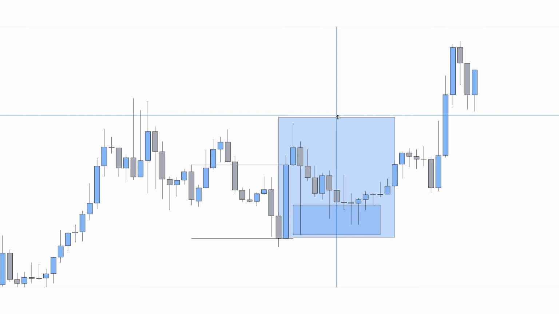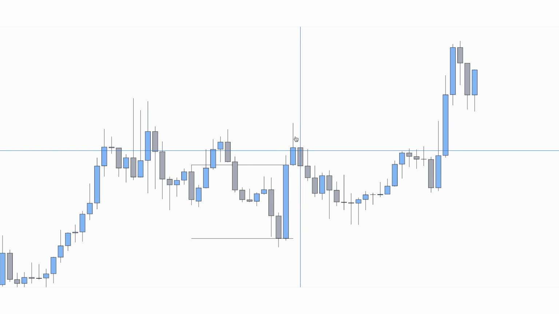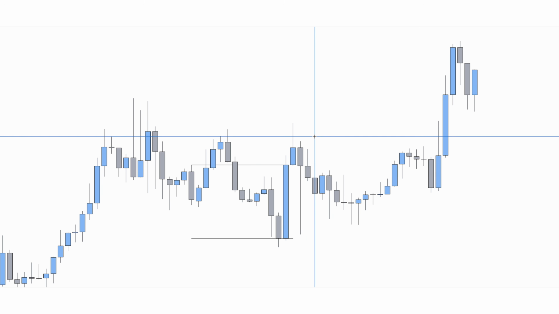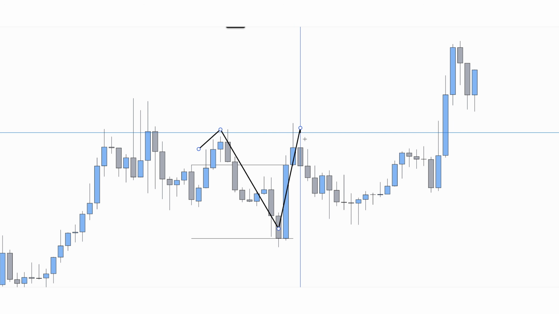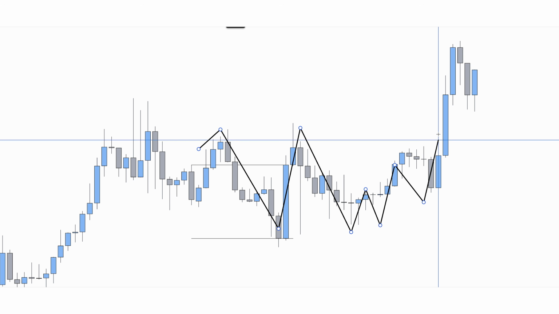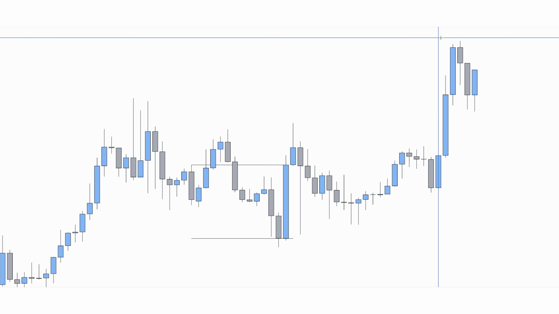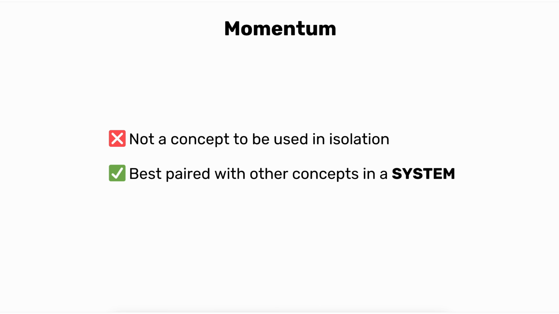And we get all of this by simply reading the momentum, the strength, the speed of the candles, and the larger picture as a whole, okay? And that is how you would avoid losses and potentially, of course, with your initial selling idea, turn this into a new buying idea simply by reading the momentum, speed, strength, and size of candles and candle ranges. Now, momentum is not a concept to be used in isolation. It is best paired with other concepts inside of a trading system.